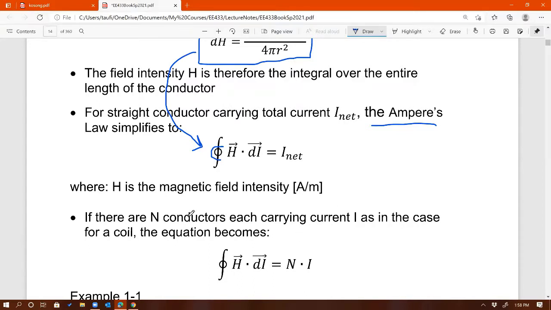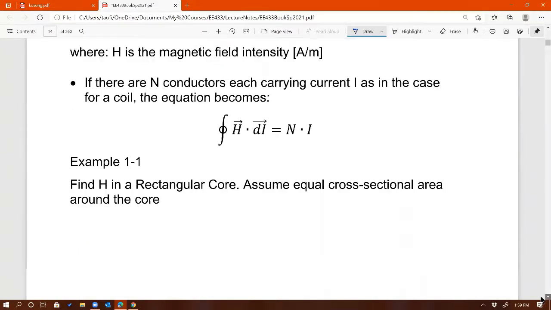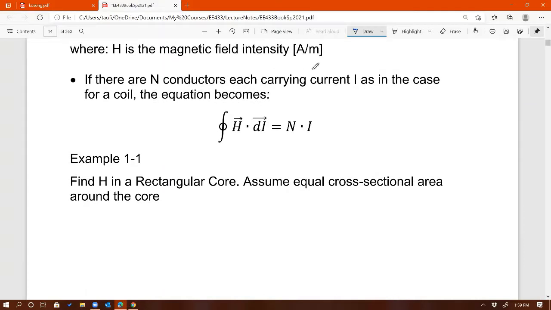And if there are n conductors within that closed loop, then I net becomes n times I. I should say that n conductors, each carrying current I, is going to establish the I net. So then I net would be N times I, if you have N conductors and each is carrying current I. Okay, any questions so far? So that's our equation for N conductors with each carrying current I.